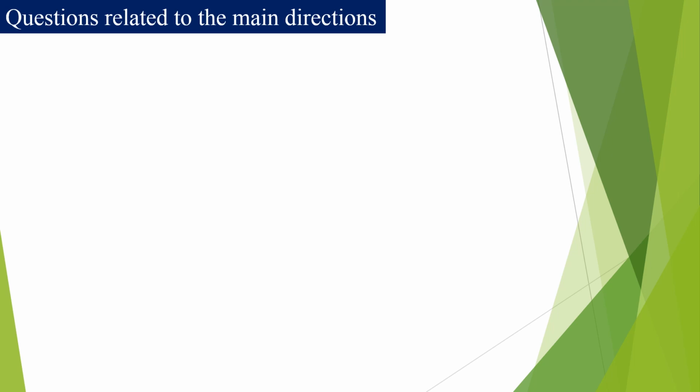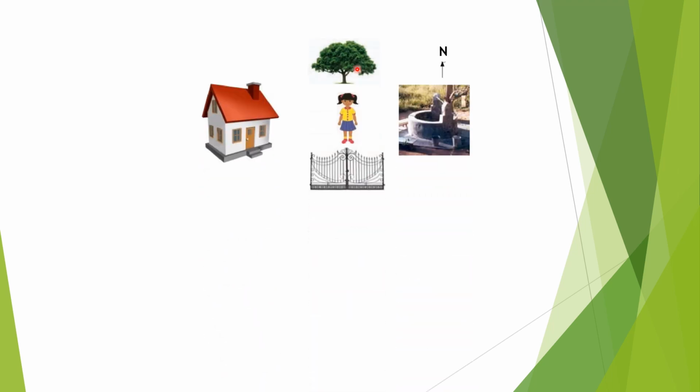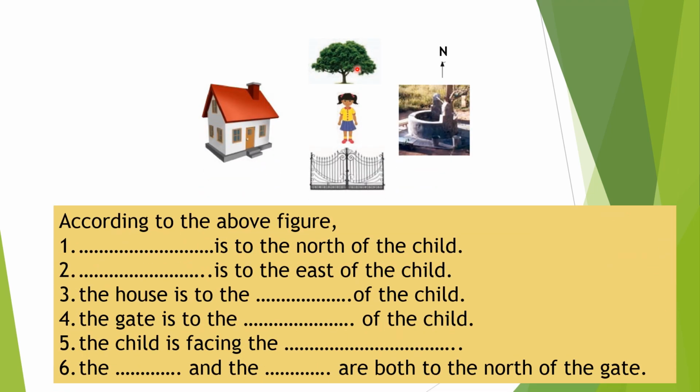Now let us discuss a question related to the main directions. This is our question. Now you have to fill these blanks by using this figure. According to the above figure, our first question is: blank is to the north of the child. Blank is to the north of the child.